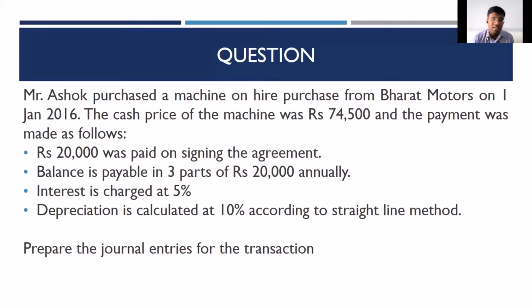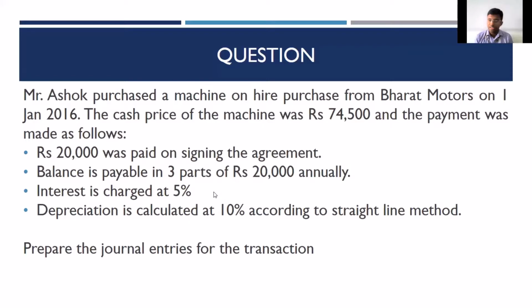So we see here that Mr. Ashok is the purchaser and Bharat Motors is the vendor. And they're buying a machine. Cash price of the machine is 74,000. 20,000 was paid at the time of signing the agreement. So this 20,000 that you're paying at the time of signing the agreement corresponds to the down payment. The balance is payable in three parts of 20,000.